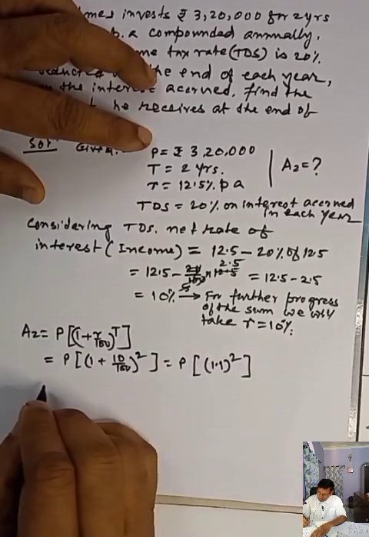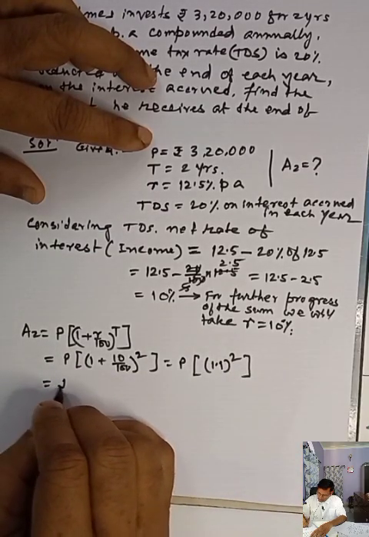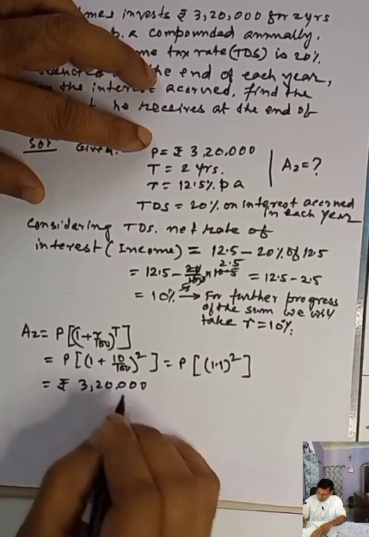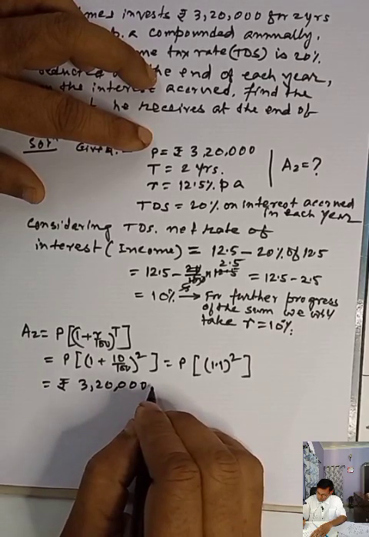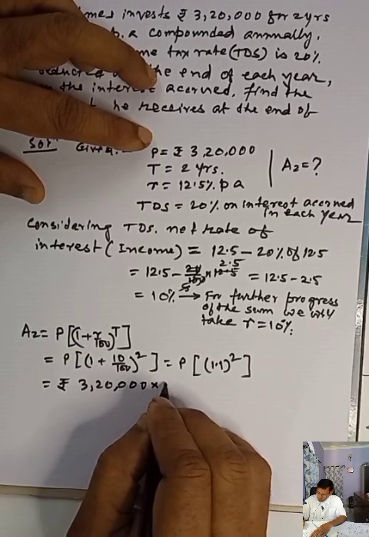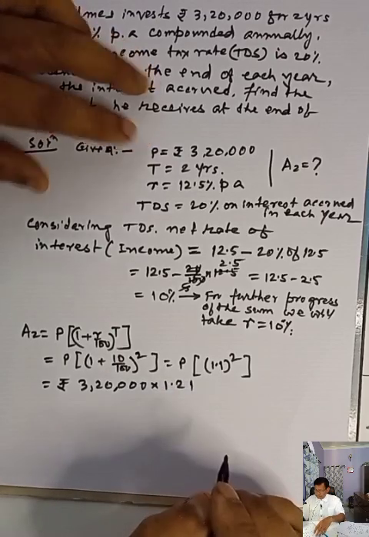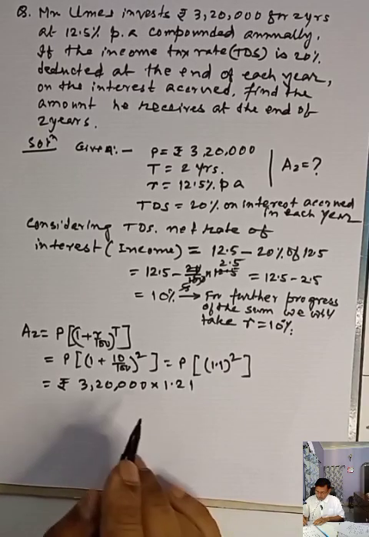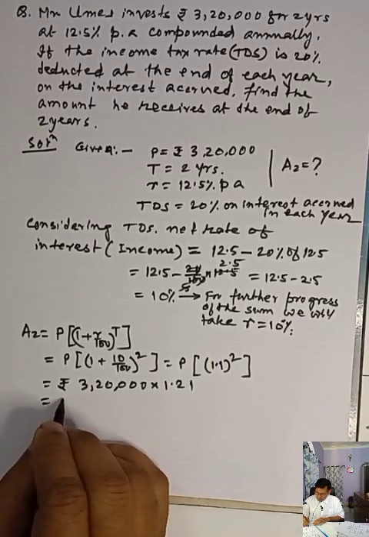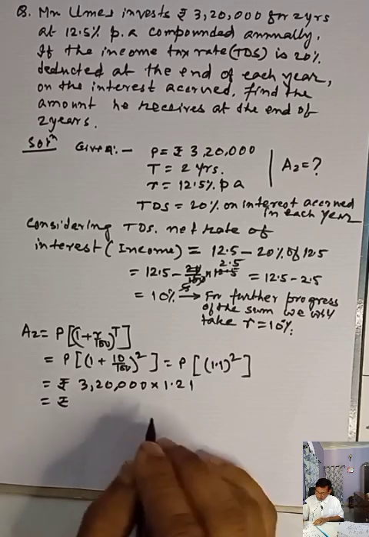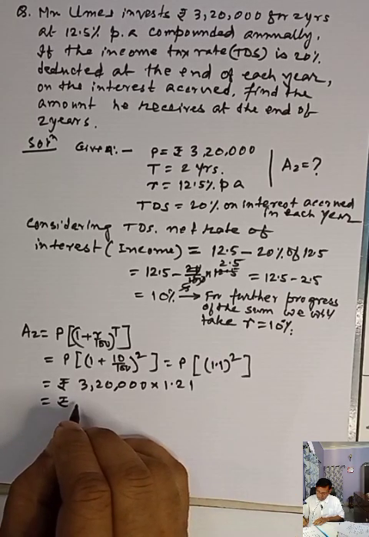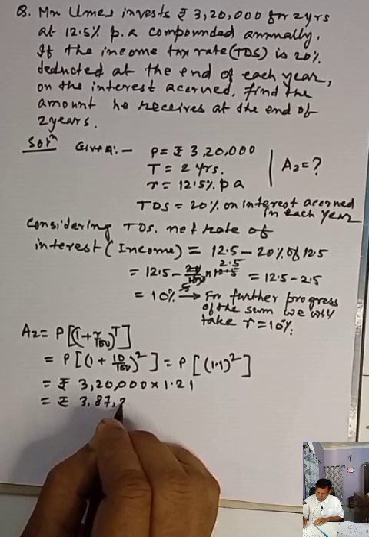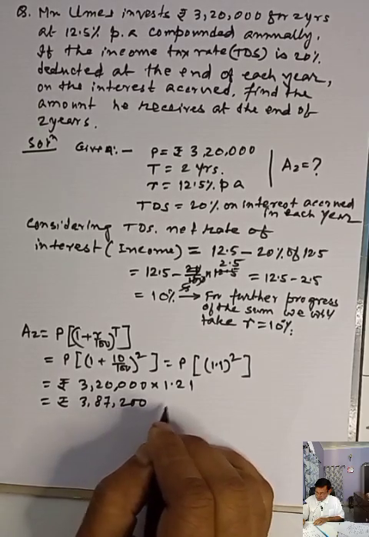Okay, now putting the value of P, rupees 3,20,000 into 1.21. This is the amount he will get after second year. So if we multiply, you can multiply, this will come as 3,87,200. This is the answer.